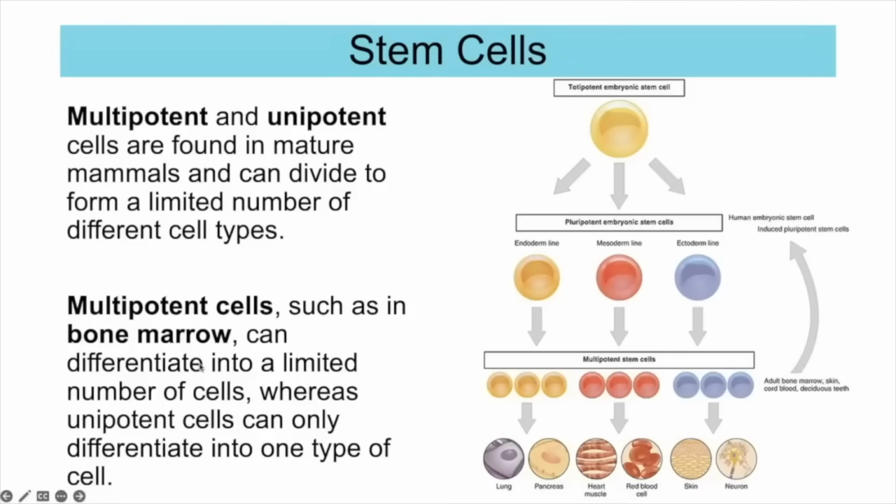So the other two types of stem cells are multipotent and unipotent, and these occur in mature mammals, and they can only divide into a limited number of types of cells. Multipotent cells, such as the ones found in bone marrow, can differentiate into a limited number of cells, and in bone marrow, that is into the different types of blood cell. Unipotent cells can only differentiate into one other type of cell.